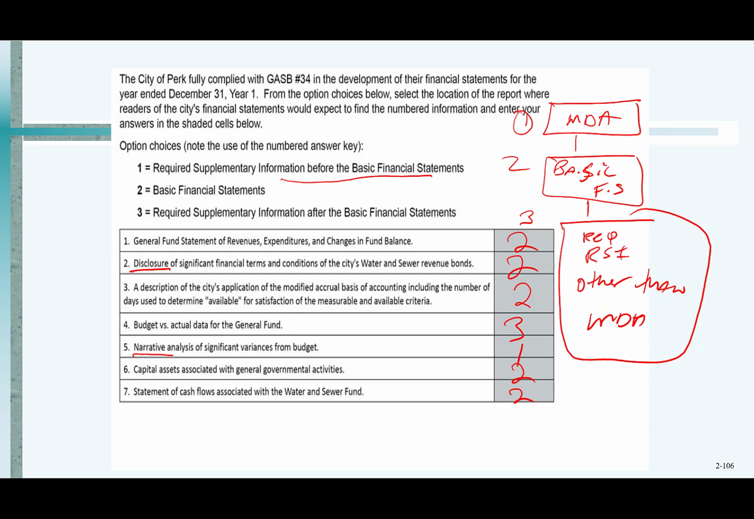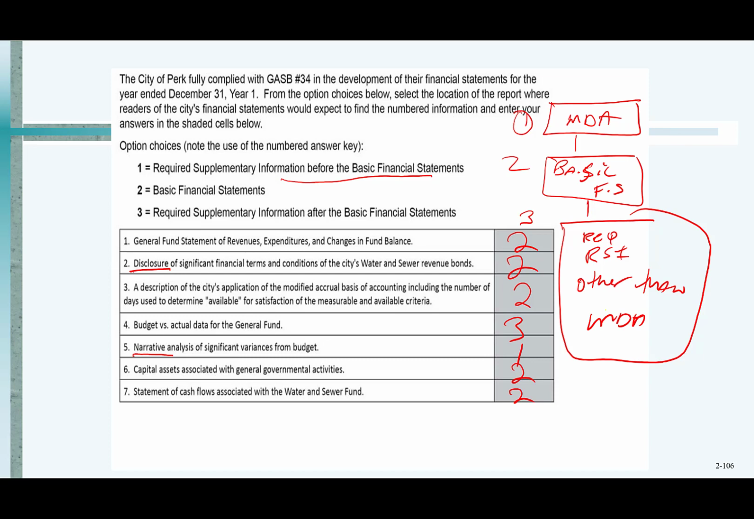Okay, good. Disclosure of significant financial terms and conditions. Now you can see I've called that out as 2, because what? Because it's part of the notes, isn't it? Description of significant accounting policy is always like the first or second note you see in any set of financial statements, right?